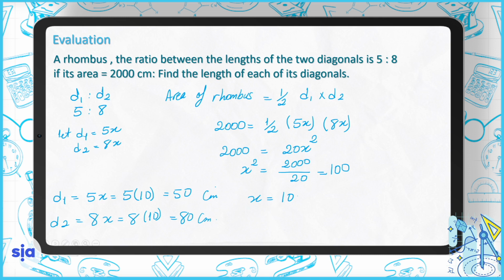The question here wants us to find the length of each diagonal, so we go back to D1, that is 5x. 5 times 10 is 50. And D2 will be 8x, that is 8 times 10, which is 80, and for sure each one is in centimeters.